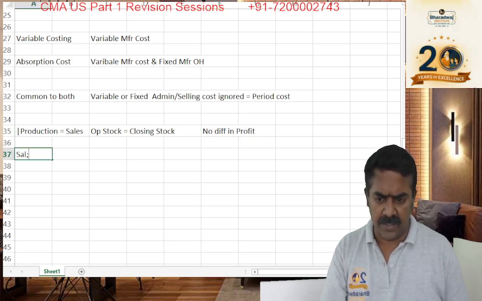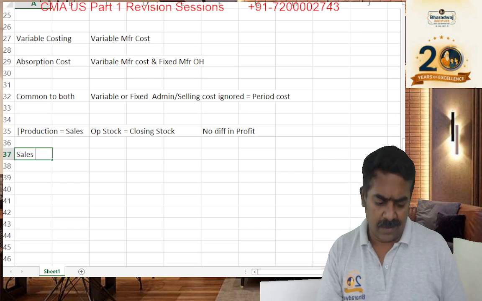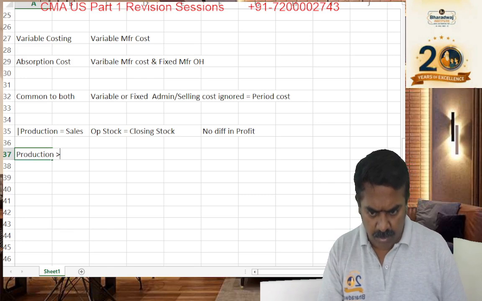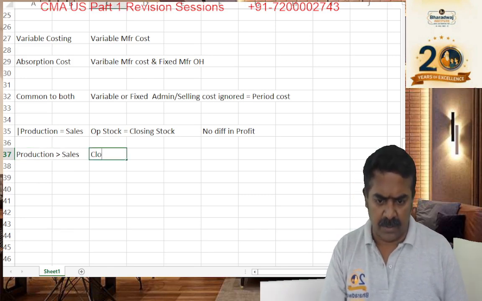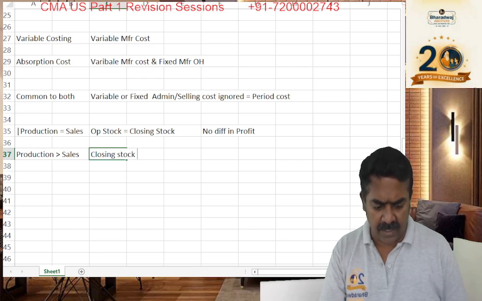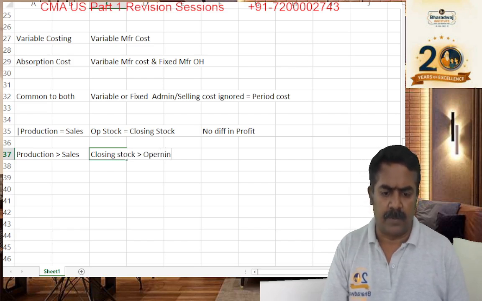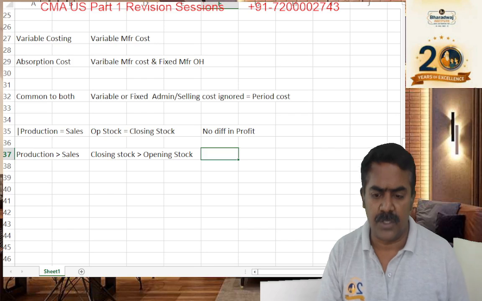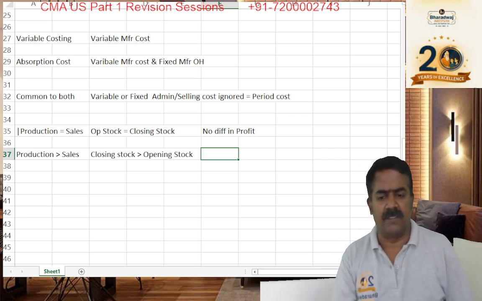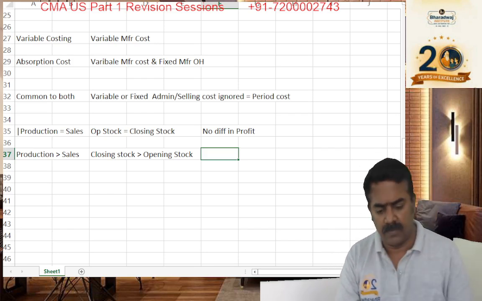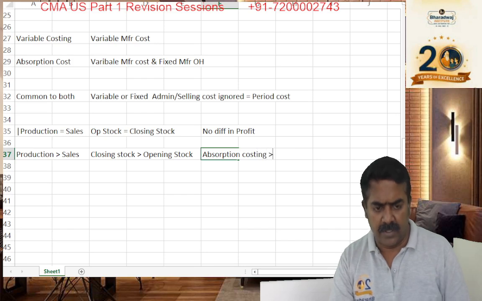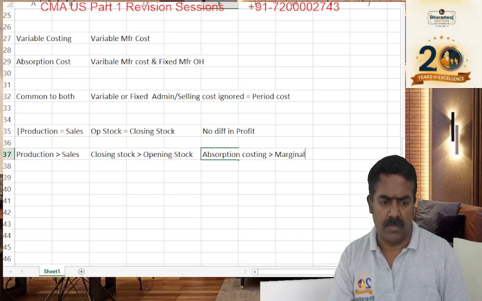When sales is otherwise you can say production is more than sales, otherwise you can say closing stock, ending inventory is more than opening stock, beginning inventory. Then what will happen? Which method will have more profit? Absorption costing will show greater profit than marginal costing.